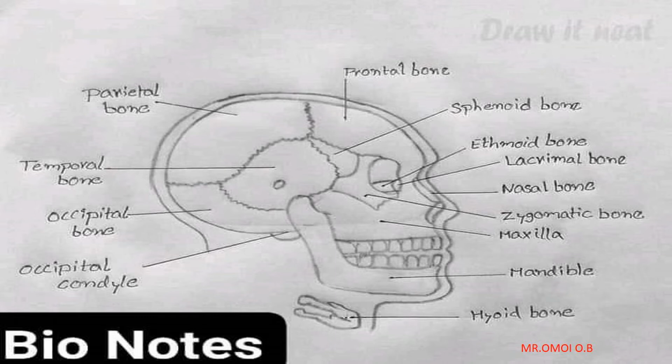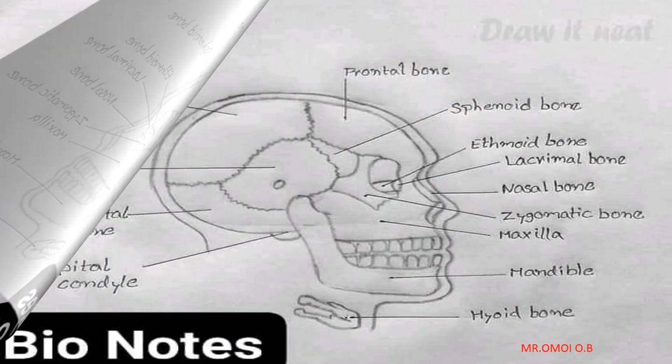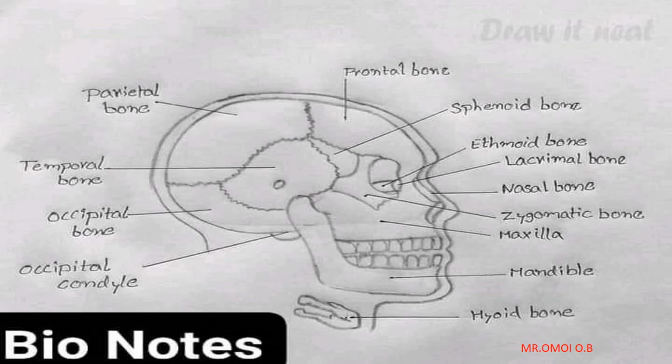Then the nose, our nose is hard, as you can feel if you touch it. And below the nose we have a special bone called the nasal bone. This forms the nose and the nostrils.